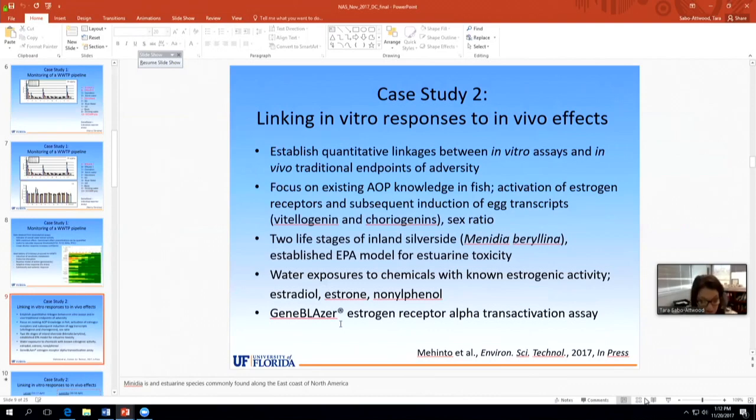The study was designed around an existing AOP knowledge in fish, which includes activation of estrogen receptors, induction of egg yolk genes under the control of estrogen that we know very well, so vitellogenin is one of these, and a response of sex ratio. They used a model of Menidia, an estuarine species commonly found along the east coast of North America, at 2 life stages. And chemicals used were estradiol, estrone, and nonylphenol. They also used this in context with the GeneBLAzer estrogen receptor alpha transactivation in vitro screening assays.